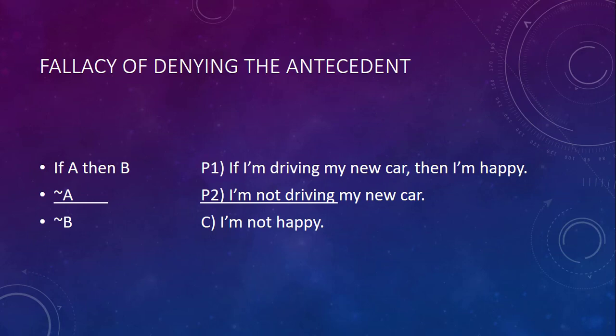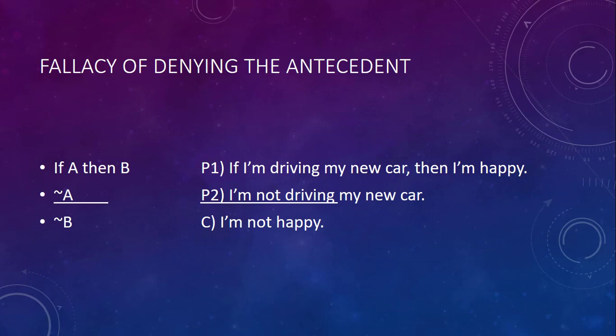To see why this could be the case, here's one example. P1, if I'm driving my new car, then I'm happy. Second premise, I'm not driving my new car. The antecedent is denied here. Conclusion, therefore, I'm not happy. Well, it could be the case that even though I'm not driving my car, I'm happy at the moment. Maybe I'm, for example, watching my favorite movie or eating my favorite food.